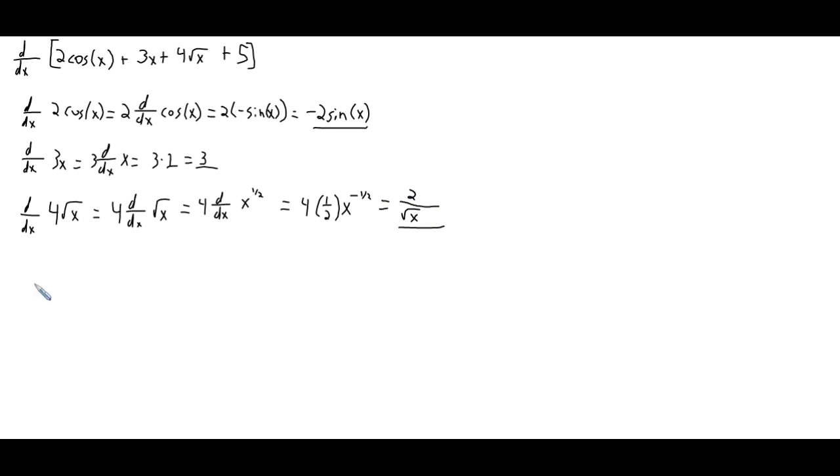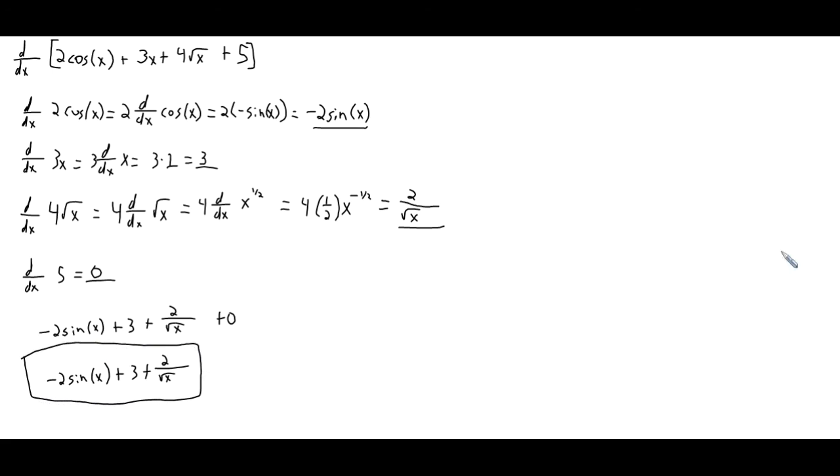The final piece, the derivative of 5, is 0, because 5 is a constant. That's easy. And so now we can just piece all of this back together. So negative 2 times sine x plus 3 plus 2 over the square root of x plus 0. We simplify, and we get that the derivative is negative 2 times sine x plus 3 plus 2 divided by the square root of x.